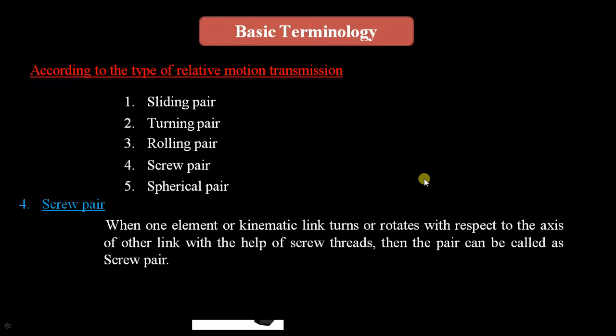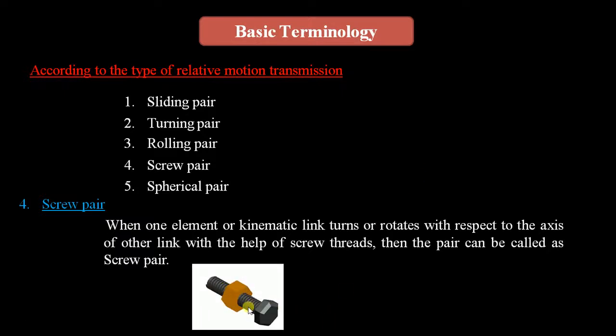An example we can consider is a simple nut and bolt. The rotation or turning of the nut takes place with respect to the axis of the bolt, and that turning is happening with the help of the screw threads.